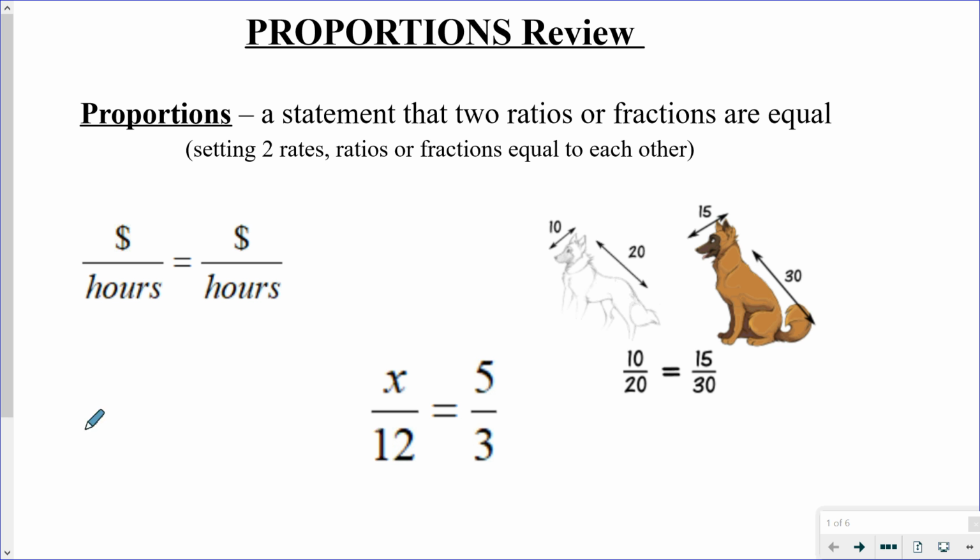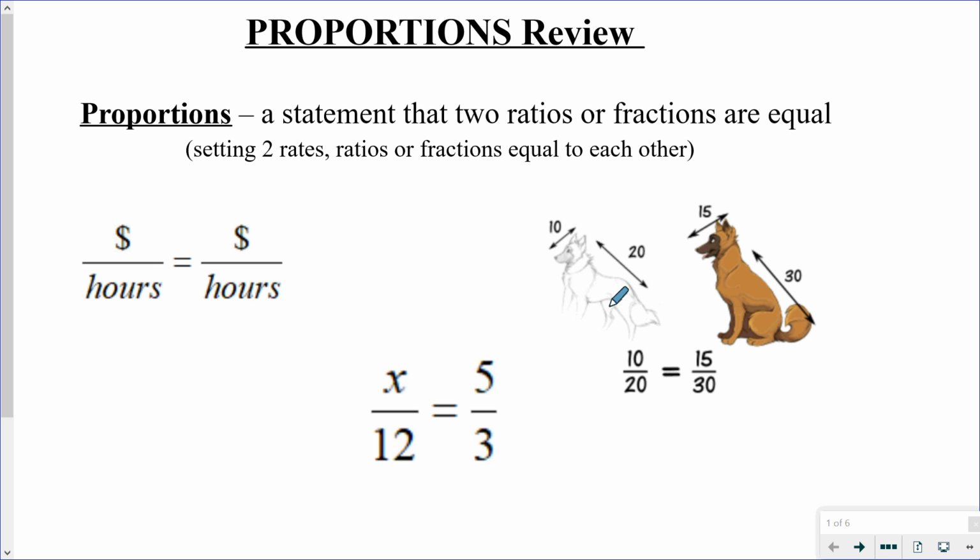A proportion is a statement that two fractions or ratios are equal. They're the same. You can set up ratios by setting up two rates, a ratio, which is just a fraction that's equal to each other. So over here you have a rate. You're comparing dollars to hours and dollars to hours. Notice that the numerators are the same units and the denominators are also the same units.